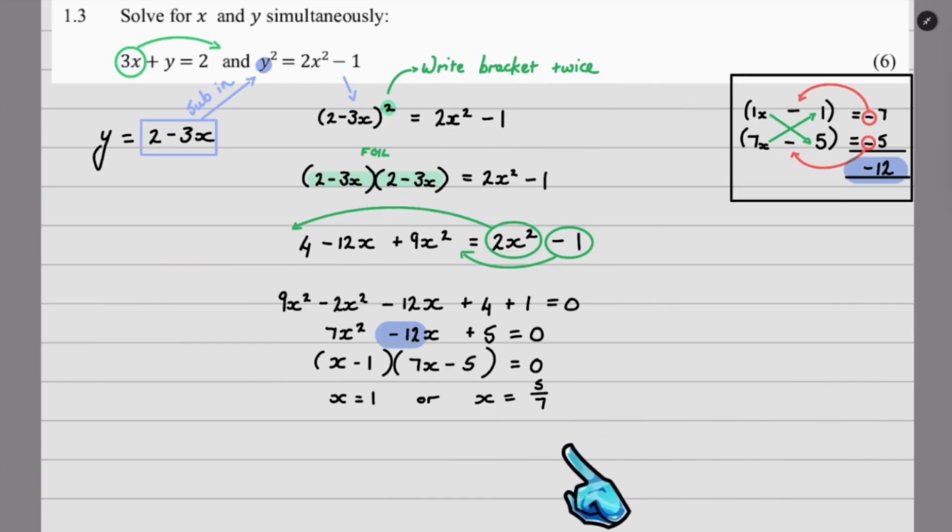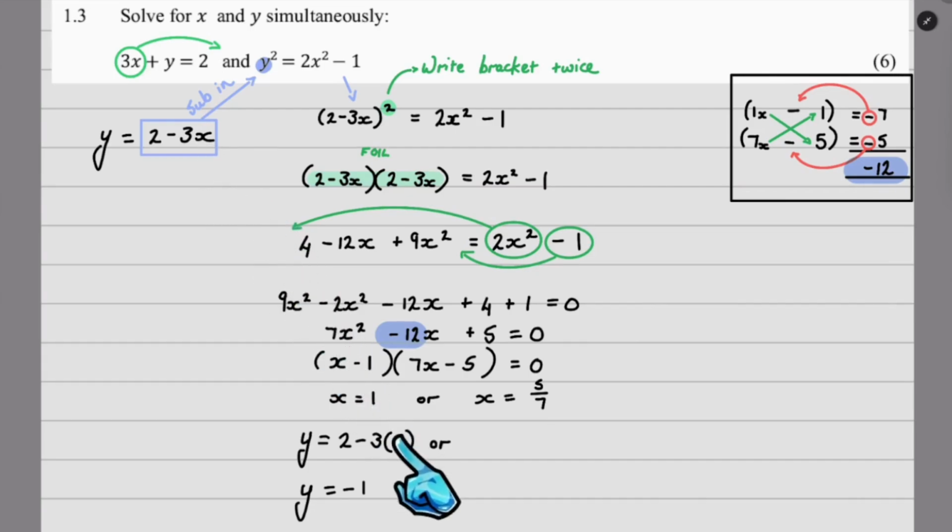All that's left to do now is just to get the solutions for y. The easiest thing to do is come back to this equation and substitute these x values into this x over here. So let's do it for the first one. So if I just change that x to a 1, I get 2 minus 3 times 1. 3 times 1 is just 3, and 2 minus 3 will give me negative 1. Okay, and then I'm going to do it for this one. Let's chuck him in quickly.